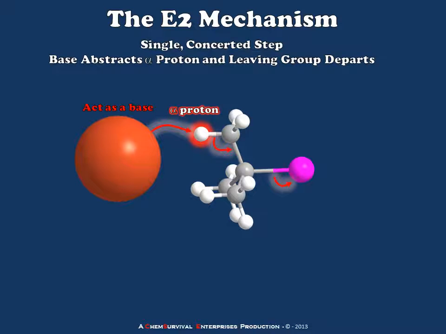And the mechanism for it looks something like this. Our diisopropylethylamine or similar bulky base will abstract the alpha proton, simultaneously creating a double bond and ejecting the leaving group in a single concerted step. Let's watch that happen now.